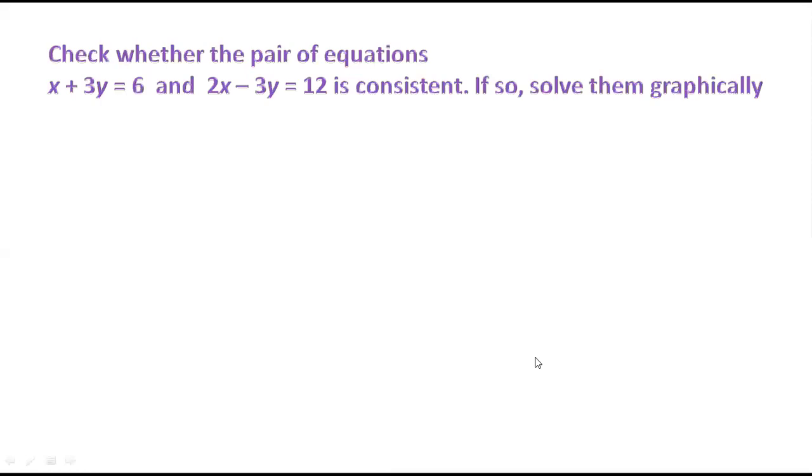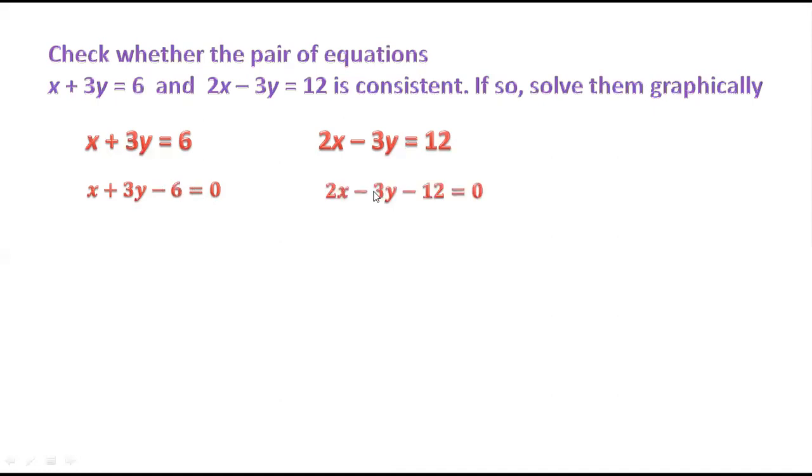Check whether the pair of linear equations x plus 3y is equal to 6 and 2x minus 3y is equal to 12 is consistent or not. If they are consistent, solve them graphically. Before comparing with the general form, you have to write this in the standard form. That is, x plus 3y minus 6 is equal to 0, and 2x minus 3y minus 12 is equal to 0.